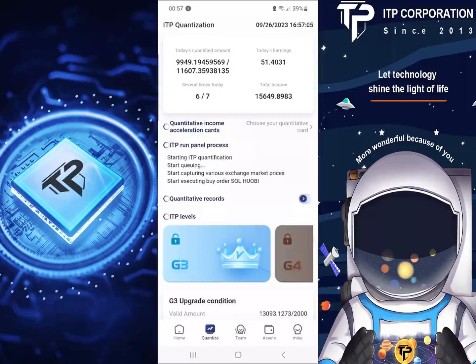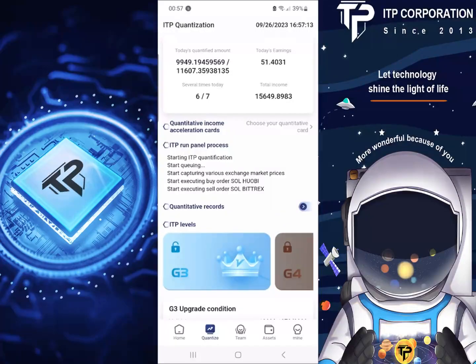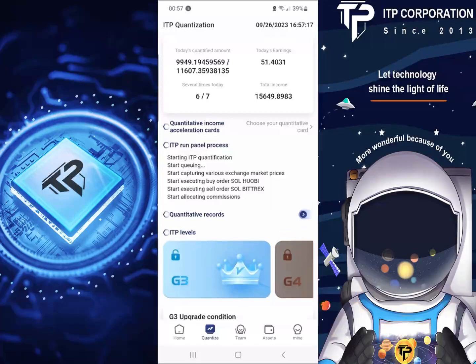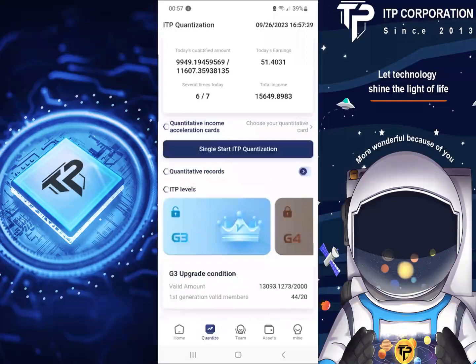This time it's buying it from Hubei, I'm not sure if I'm pronouncing that right. So Sol is being bought from Hubei and it's been sold at Bittrex. Obviously the different prices there. It's got the best price, the lowest price and the highest price. So it's starting to allocate commissions. And if we look at the top where it says today's earnings, that's going to jump up in a minute. That will double. Right, so now it's gone up to $102.80. Now, I've got 5 trades left.